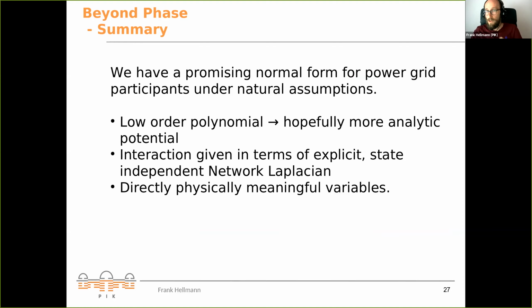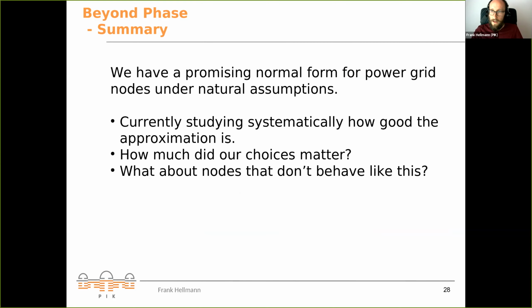Really nice, they're low order polynomials. The interactions are given in terms of an explicit state independent network Laplacian, and we have directly physically meaningful variables. We're currently studying how good the approximation really is and how much the various choices we had to make on the way towards this normal form matter. And then in the future, I think there are many open questions that open up when we have a new form, this Stuart-Landau-like form for power grids with a specified normal form of the coupling.